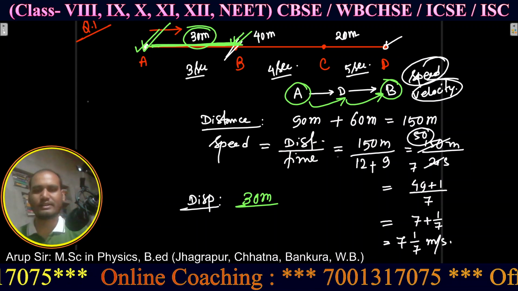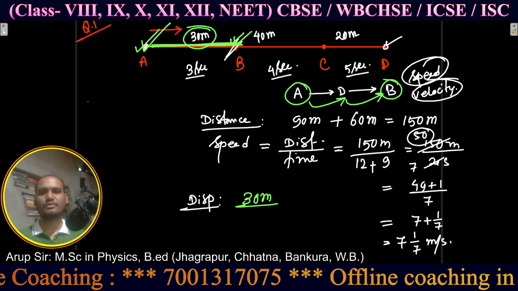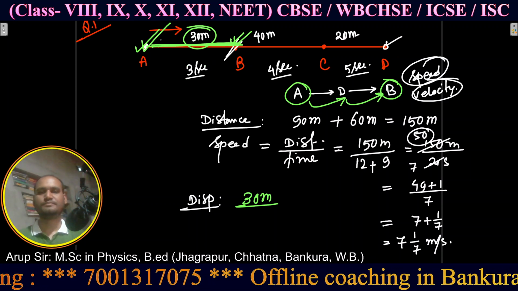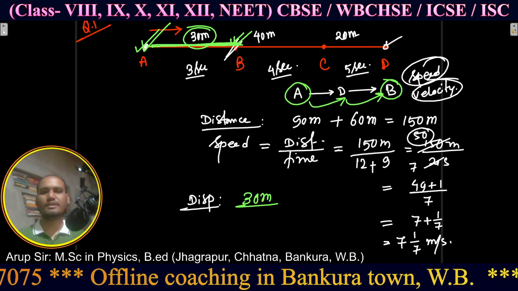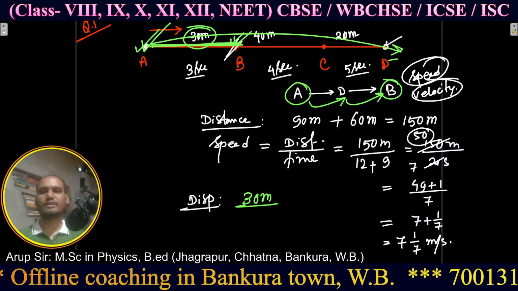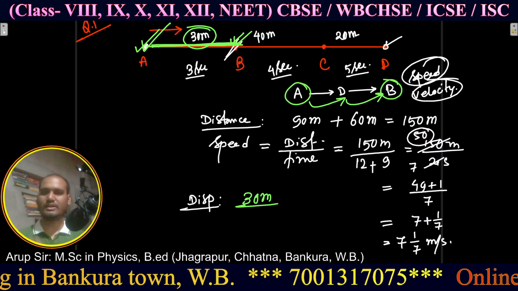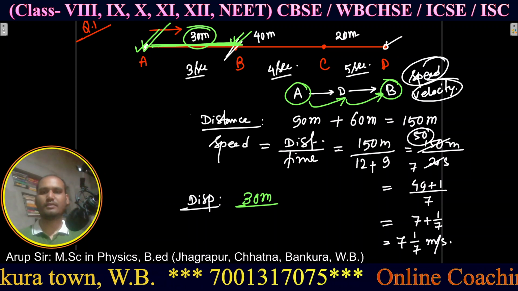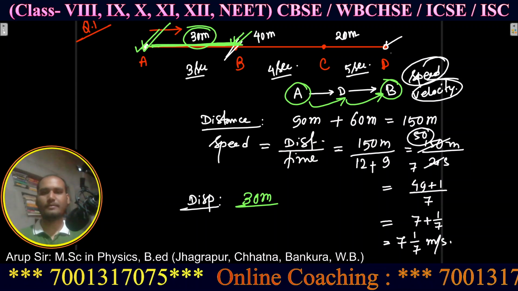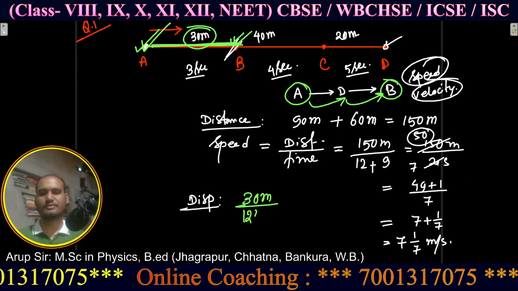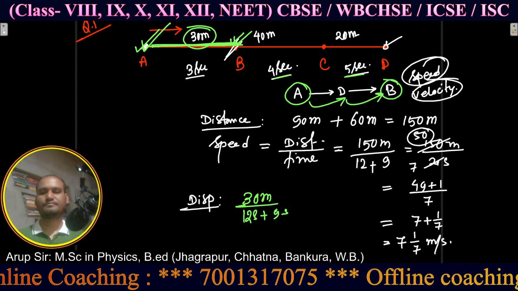And the time we have already calculated. Students may be confused about how much time we should take, this 3 seconds or the total. For that you have to see where it is coming from. At first it is going to D, then it is returning to B. So time means total time. At first A to D it is going. A to D is how much? That is 12 seconds, plus this 5 plus 4, which means 9 seconds.